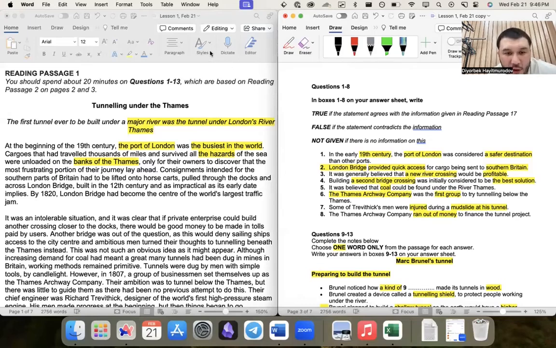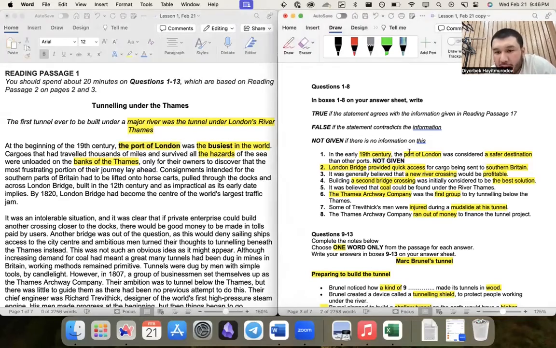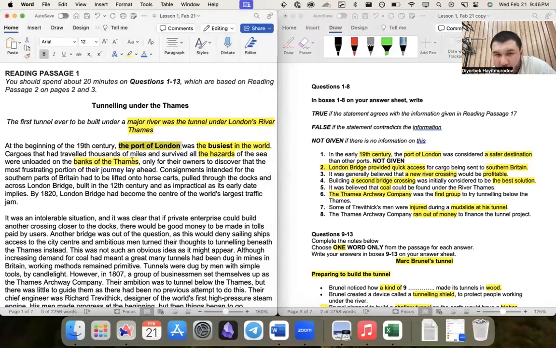Exactly, question number one is going to be not given. We know that the port of London was the busiest, but the question says it was a safer destination than other ports. It's saying it's safer than others, but the text is not talking about other ports, and they are not making a comparison. Boshqa portlar bilan taqqoslayotgani yo'q. Va bizda faqat uni busiestligini bilamiz. When there's no comparison, the answer is going to be not given.